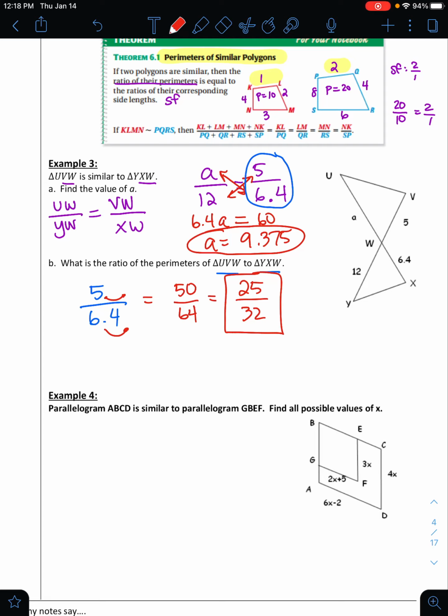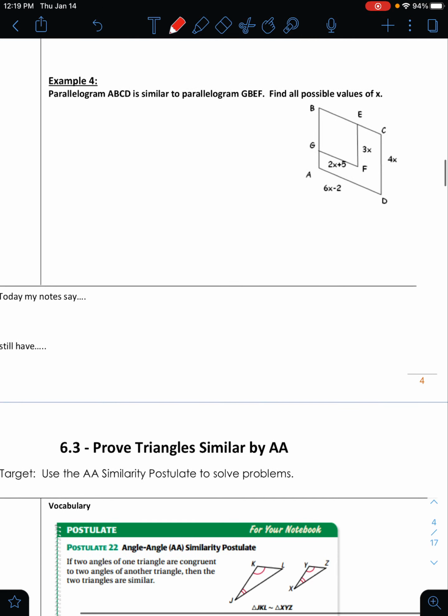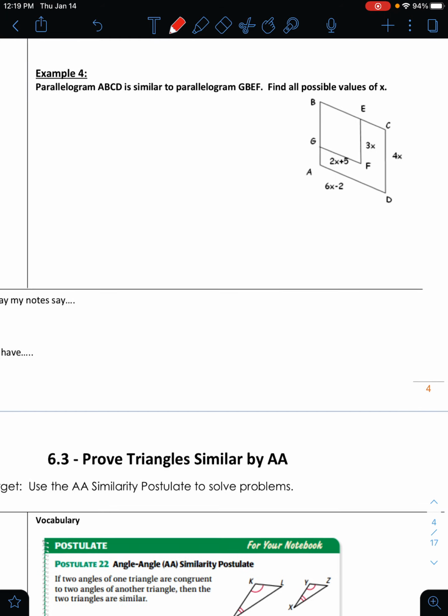So you could do it a number of ways. You could convert it to a decimal on your calculator and then go back to a fraction. Or like I did, I just multiplied bottom and top by 10 to move the decimal and then reduced. Okay, so that's the ratio of the perimeters. Okay, one more problem, and I want to review some solving here.